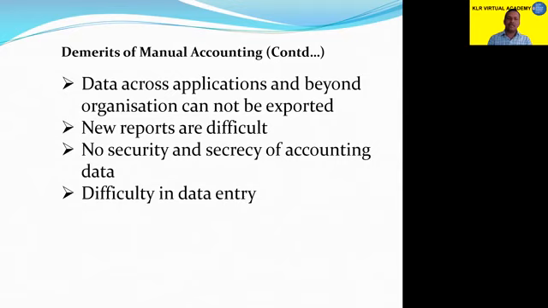Then the last one, but not the least: difficulty in data entry. In manual accounting, you are supposed to use pen and paper in all phases. You use it to record journal entries, to record the ledger process, to prepare the trial balance, and to prepare final accounts with adjustments. Every phase involves human effort. In computerized accounting, the accounting process is also there, but it is confined to only the first phase.